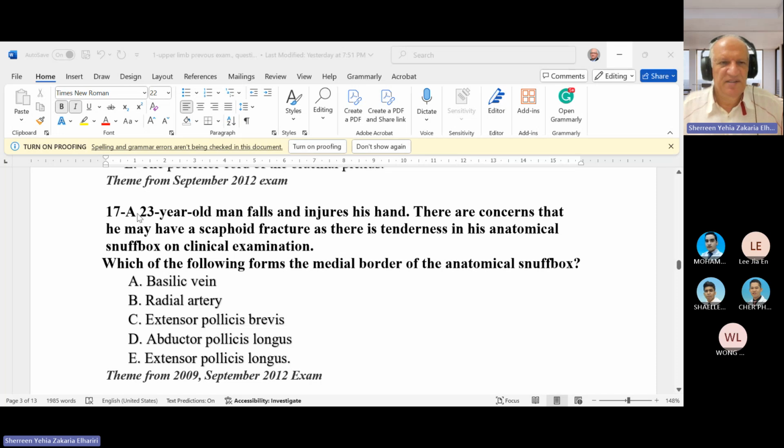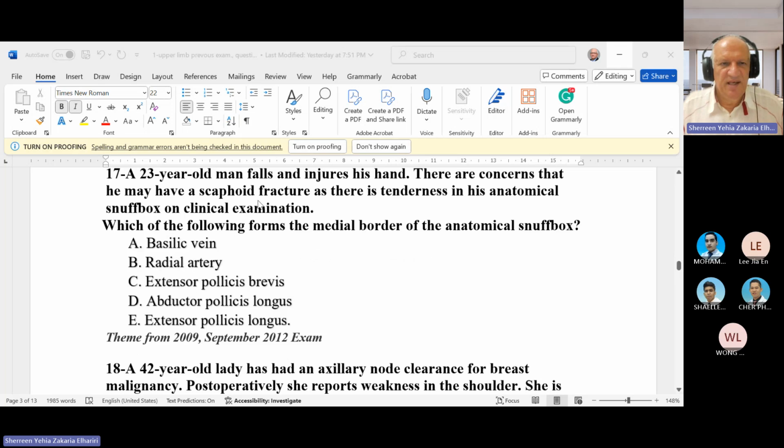Next question. A 23-year-old man fell and injured his hand. There is concern that he may have a scaphoid fracture. You know, scaphoid fracture is one of the critical and important topics, as there is tenderness in his anatomical snuffbox on clinical examination. Okay, the question here is different. He needs to ask you about the boundaries of the anatomical snuffbox, or what is the medial border of the anatomical snuffbox.